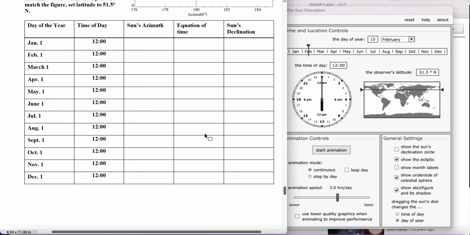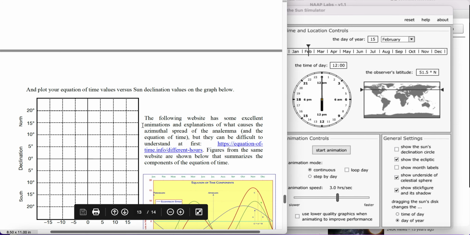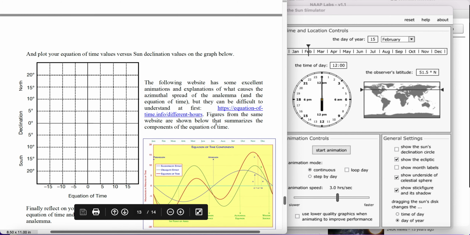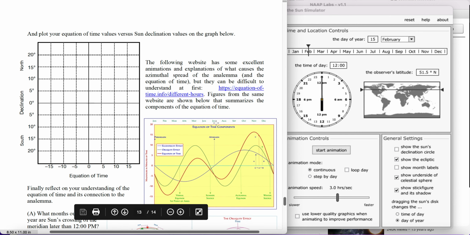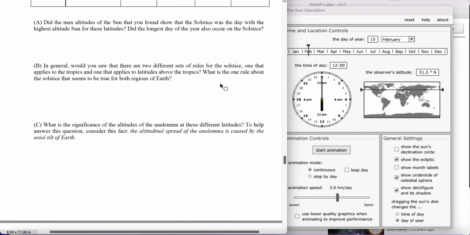All right, so read off equation of time and sun's declination, and just plot all the ones that I gave you. And what shape are you going to get? You guessed it, you'll get the figure eight, okay? Because that's what the equation of time is creating, the analemma. They're essentially two names for the same thing.